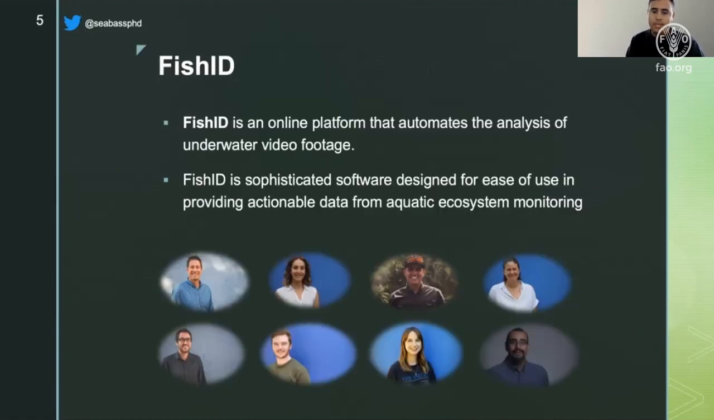To measure wetland health, we're developing a new platform called FishID, which is an online platform that automates the analysis of underwater video footage. And it uses artificial intelligence to provide actionable data from aquatic ecosystem monitoring. The pictures that you see there are the core team based in Australia, and it's a mix of PhD students, research assistants, software engineer directors, and science communicators.